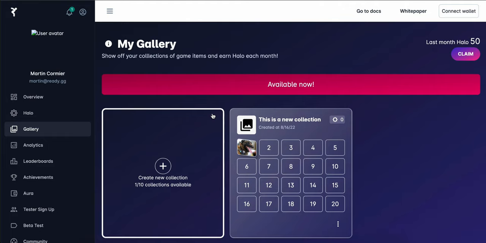So that's a little taste of how game developers can essentially build loyalty systems and programs around staking digital assets that players have bought in their games. One of the many benefits of the blockchain.